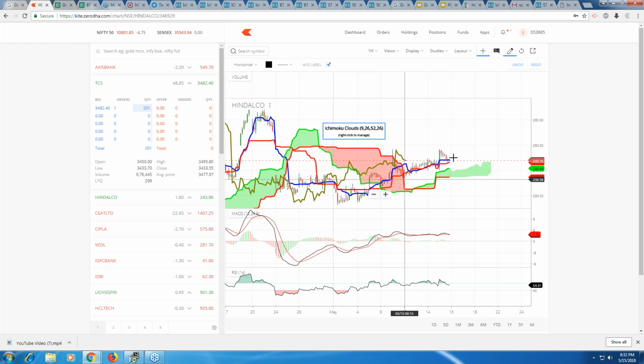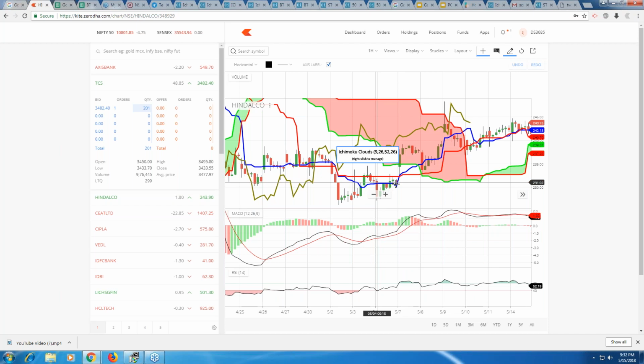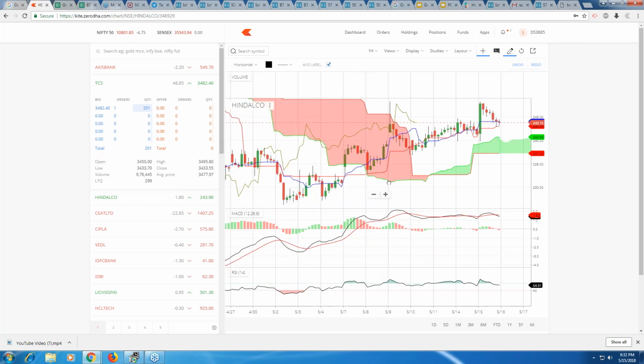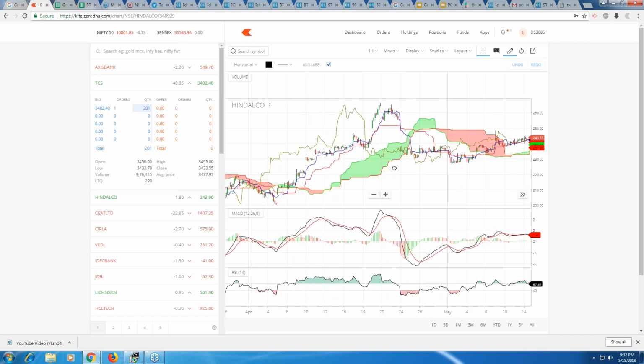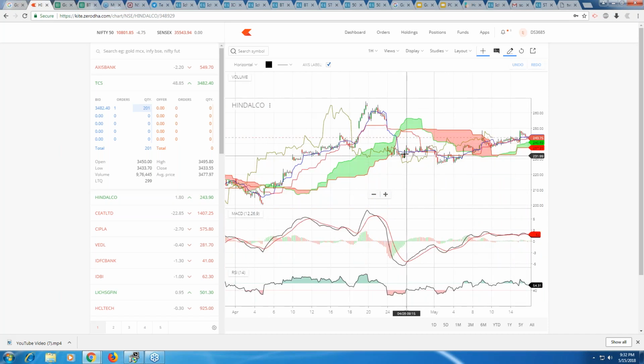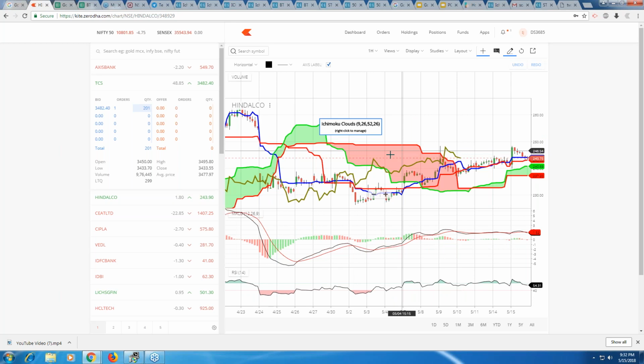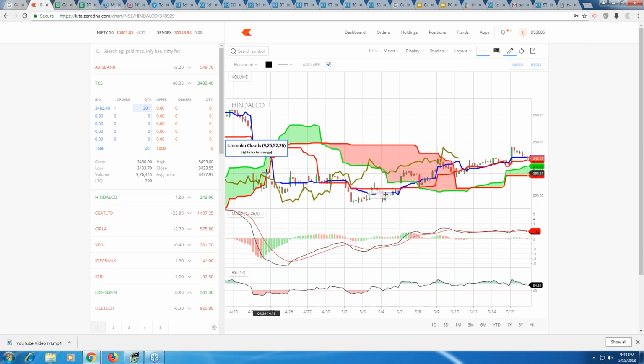Similarly, see here, although it didn't go much down from here to here, from 234 it came down to 226, right? Here when the crossover happened, RSI went above, the stock went from 217 to 262, right? And here when it went down, the stock didn't go really much down. It went from this point here, 238 to 226, so about 12 points, which is okay, right?